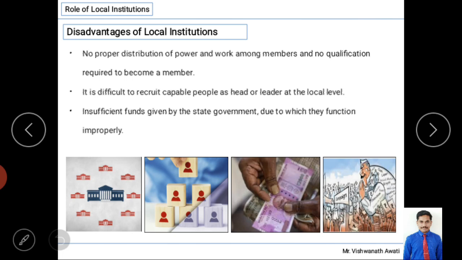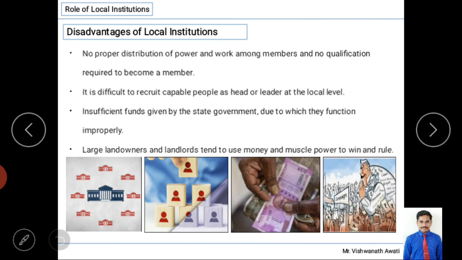Even if they have self-funding, or maybe the government is giving funds to a local institute, let me take an example of a village panchayat. A village panchayat also should get funds from the state government. When they are not given proper funds, then they cannot perform in good condition. It depends on the funding condition of the state government to the local institutes.